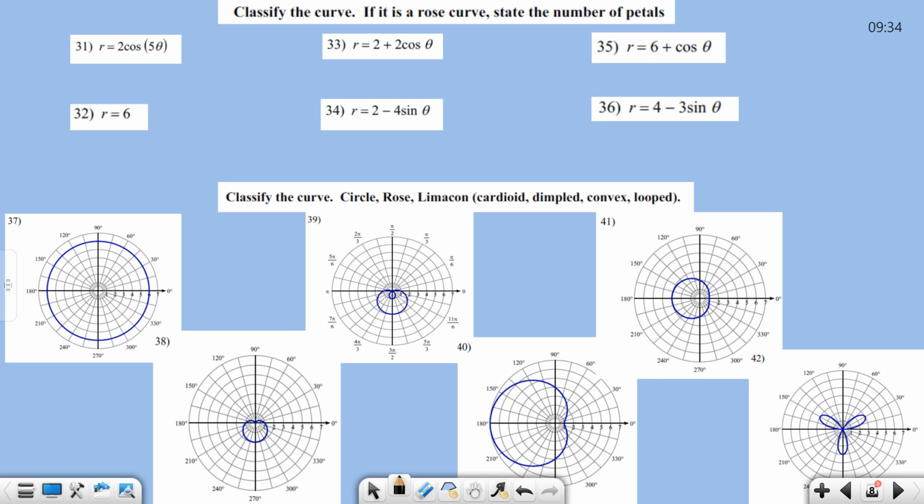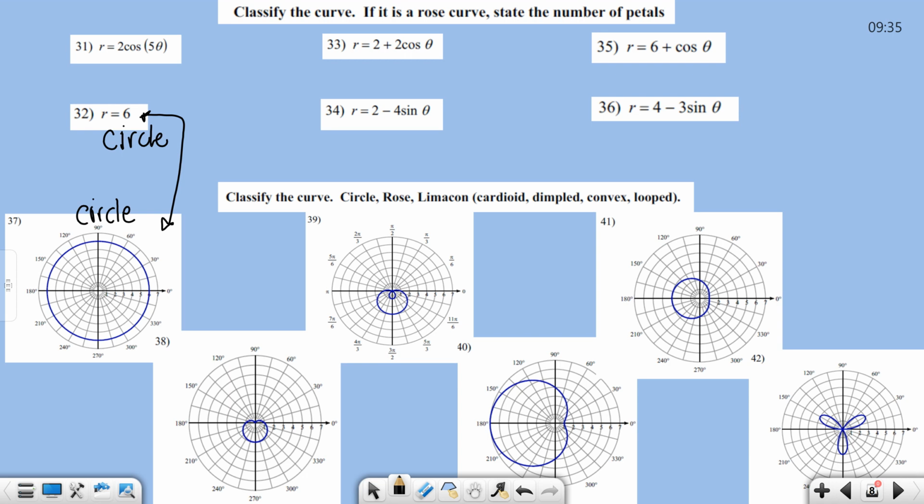Okay, I'm sorry that this looks crazy, but I wanted to put the equations of the polars along with their graphs on the same slide so we can make those connections. Looking at the equations of them, the easiest one to recognize is always your circle, because it's just r equals some value. So number 32 is a circle, and if you look at your graphs on your next page, number 37 is also a circle. They're actually the same thing. I didn't even catch that. Exact same. Cool. Love that.